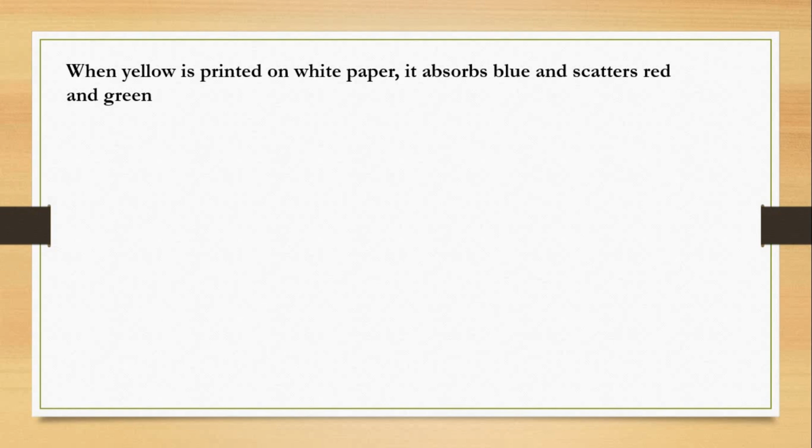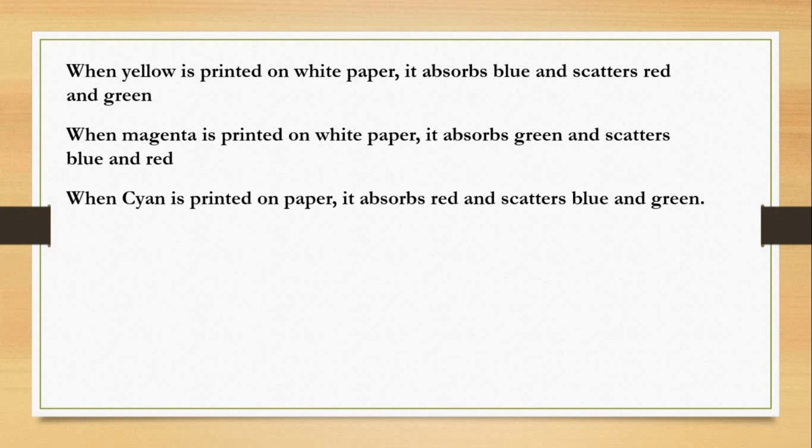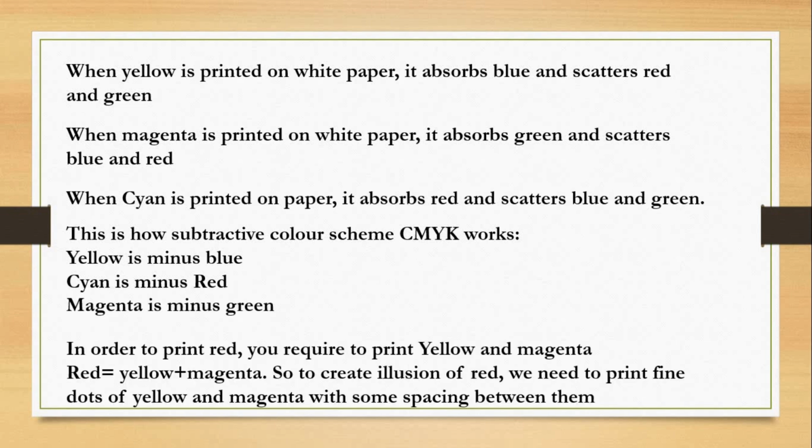When yellow is printed on white paper, it absorbs blue and scatters red and green. When magenta is printed on white paper, it absorbs green and scatters blue and red. When cyan is printed on paper, it absorbs red and scatters blue and green. This is how subtractive color scheme works. Yellow is minus blue, cyan is minus red, magenta is minus green.